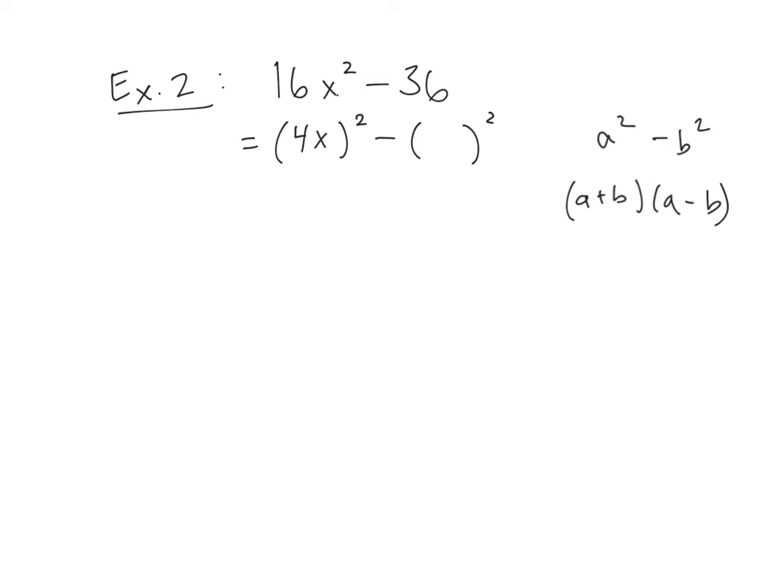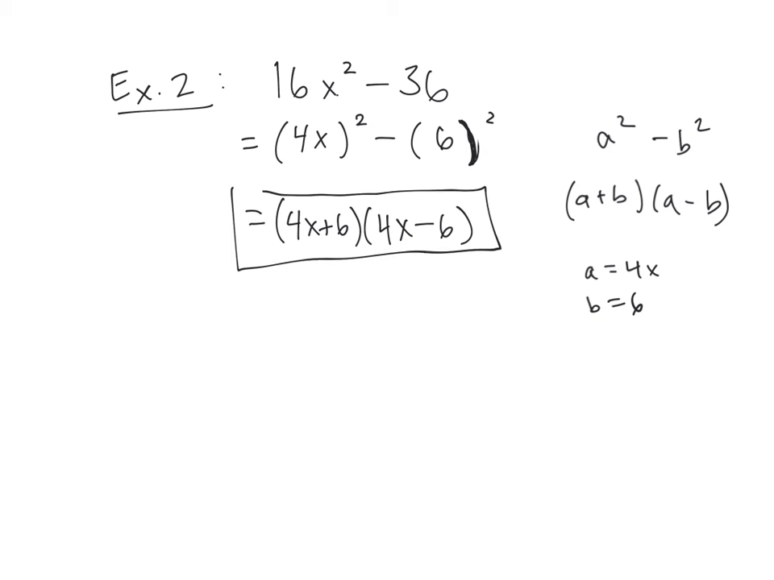So 36, what number squared would make 36? Enter your answer when you're ready. Yeah, it'd be 6, right? So we have 6 squared, so it'd be 4x squared minus 6 squared. So that's going to mean that my a here is 4x and my b is 6. So I can rewrite it then as 4x plus 6 times 4x minus 6. And that would be my difference of two squares.